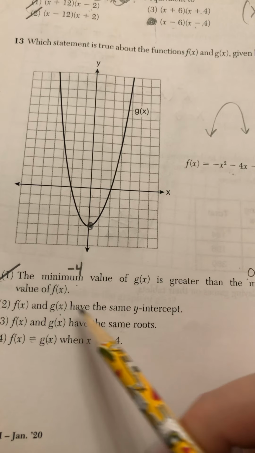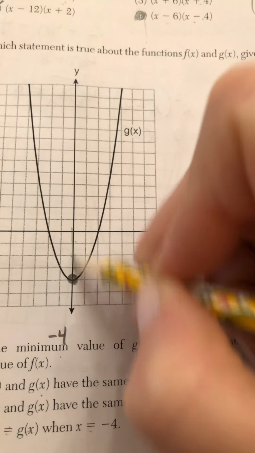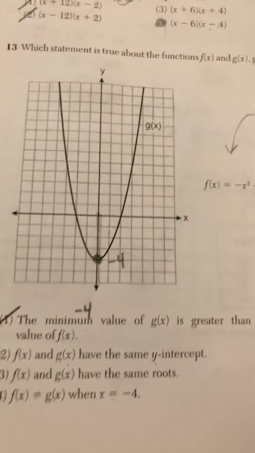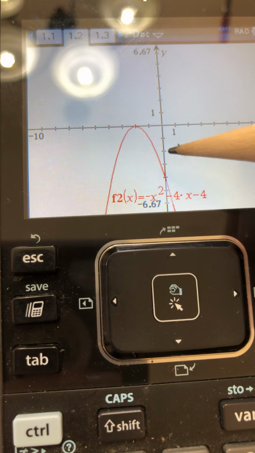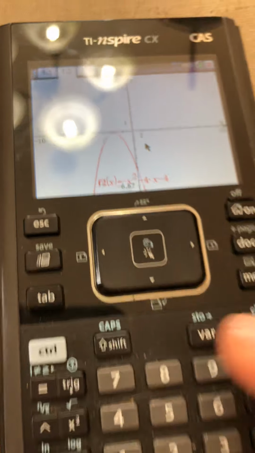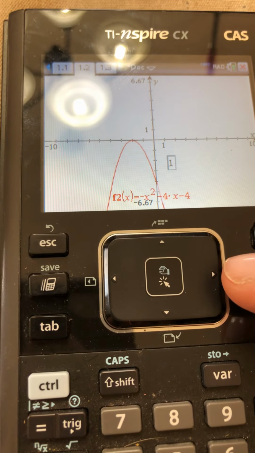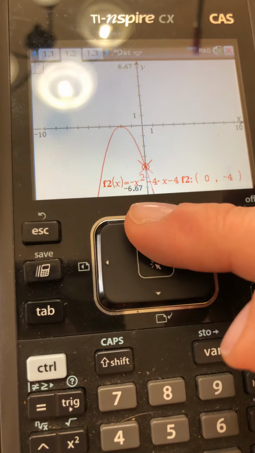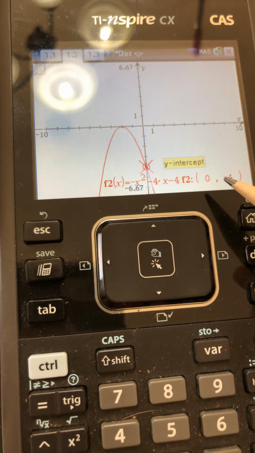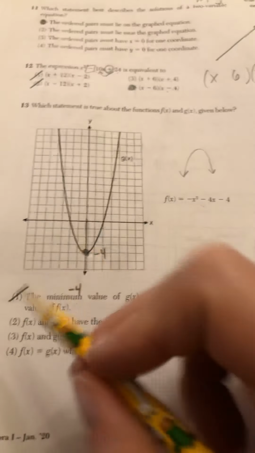F of x and g of x have the same y-intercept. Well, here's the y-intercept, the y-axis intercept. It hits at -4. Okay, let's take a look at this one. -1, -2, -3. Ooh, it looks like it. Let's just double check. Menu 5-1, let's trace it. What is going on? Menu 5-1. Y-intercept 0, -4. It hits at -4. This one hits at -4. They do have the same y-intercept.